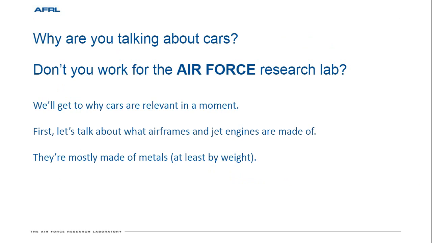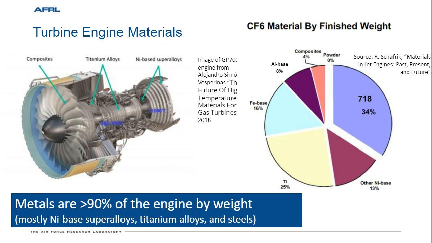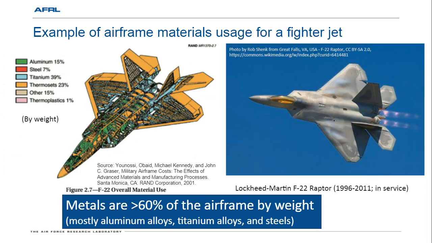So you may be wondering, why am I talking about cars? Don't I work for the Air Force Research Lab? Well, this is an excellent question, which I'm going to try to answer in a moment. But first, I think it's necessary to go over what airframes and jet engines are made of. And they are made of metals, or mostly metals, by weight. 90% of a turbine engine is nickel superalloys, titanium alloys, and steels. More than 60% of a typical airframe is aluminum alloys, titanium alloys, and steels.